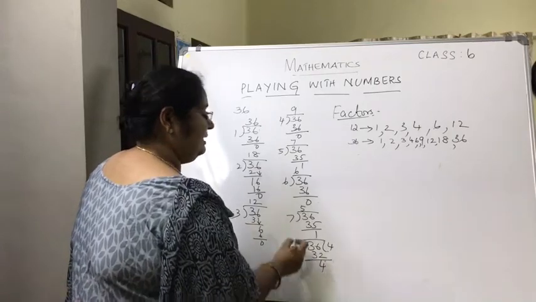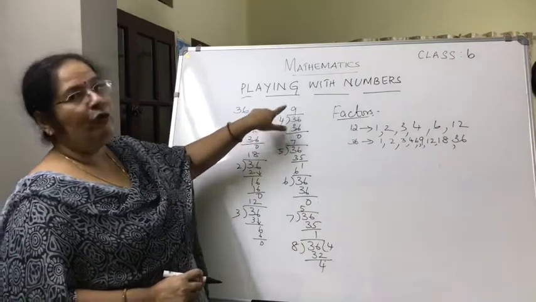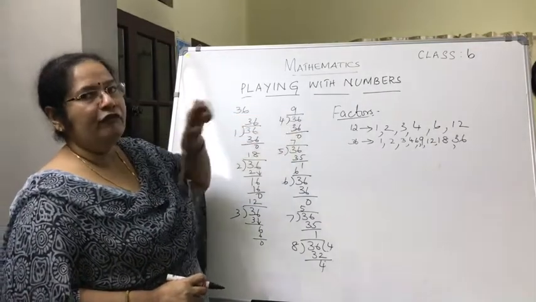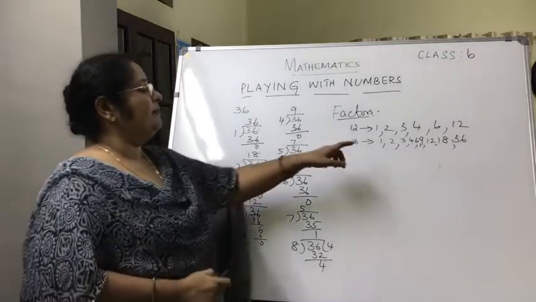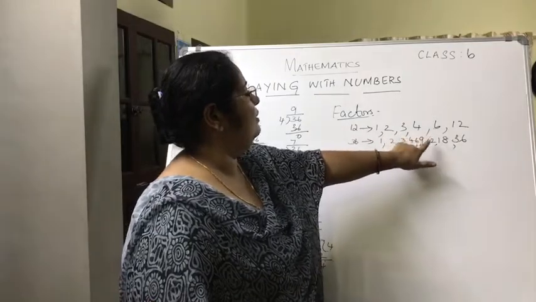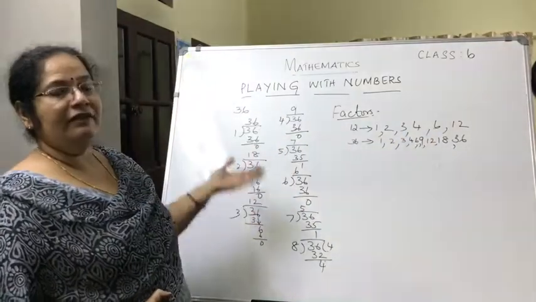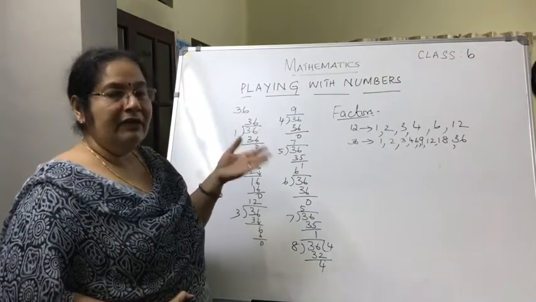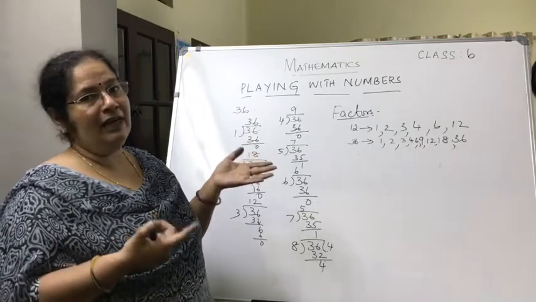Now again, 36 divided by 9, already we have done. 36 divided by 4 is 9, so 36 divided by 9 will be 4. Already we have done. So what are the factors of 36? 1, 2, 3, 4, 6, 9, 12, 18 and 36. So how did we do this? We have divided starting with 1. So this is how you will be getting the factors for any given number.